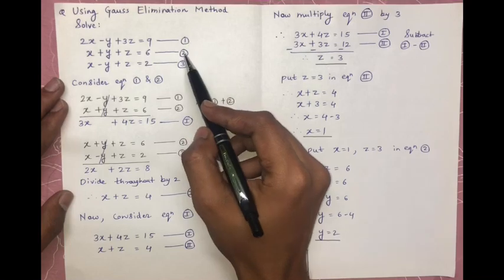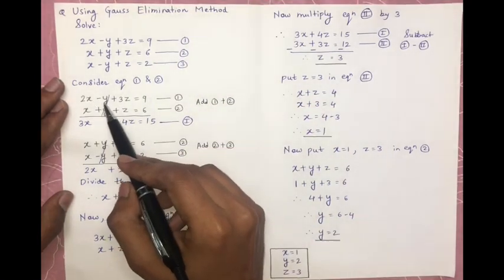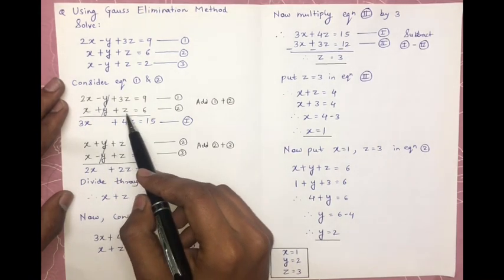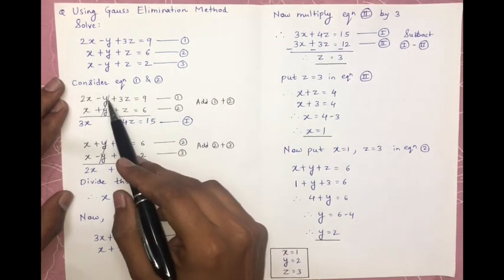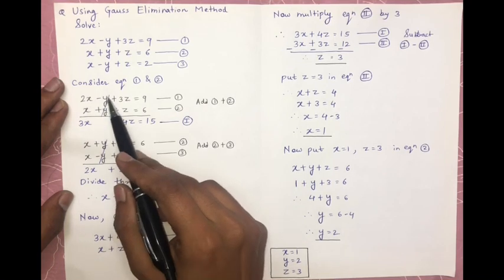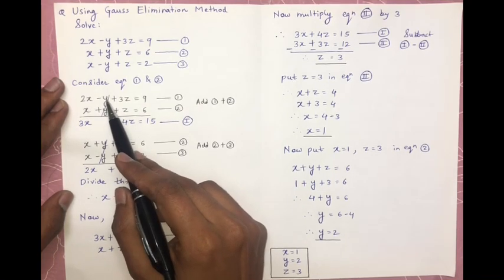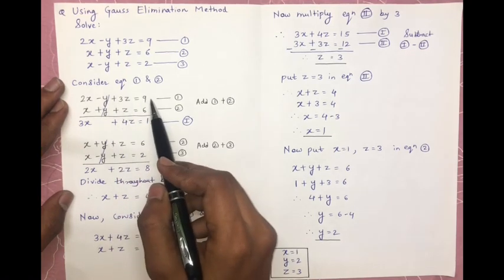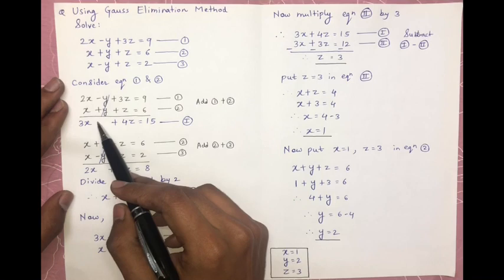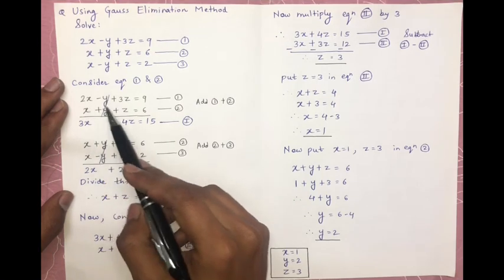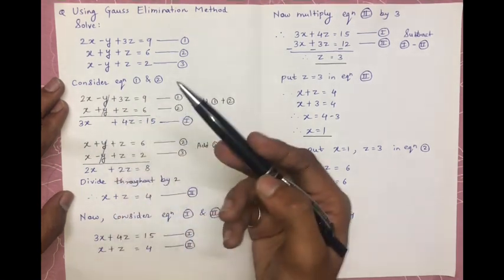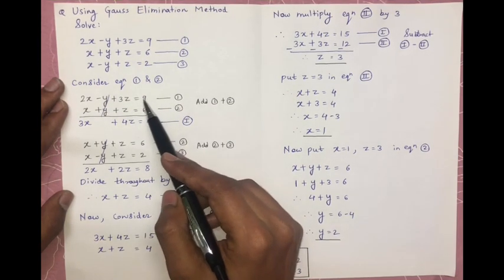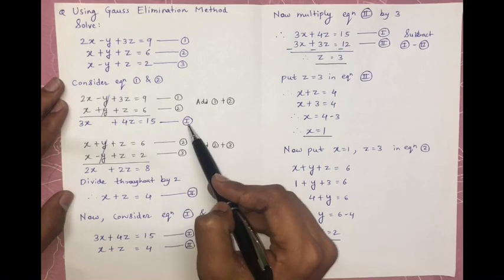So I'll be taking the first two equations, that is 2x minus y plus 3z equal to 9 and x plus y plus z is equal to 6. Here you can clearly see the opposite signs of y. In the first equation y is negative and in the second equation y is positive. So I will be adding equations 1 and 2 to eliminate y. So 2x plus x is 3x. The y term is eliminated from both equations. 3z plus z is equal to 4z and 9 plus 6 is equal to 15. So this is my Roman 1.